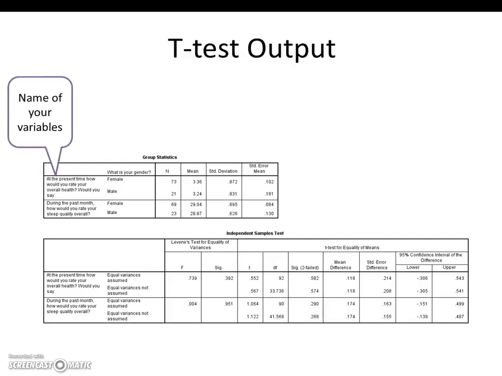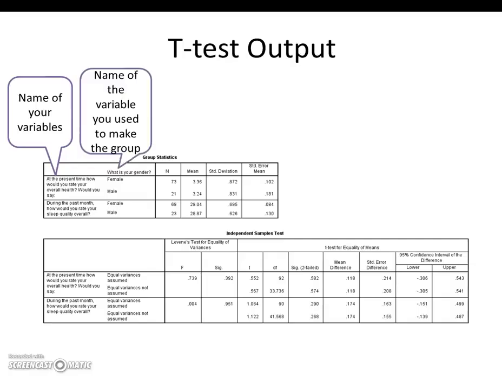The name of your variables are right there on the beginning. I have examples here of health and sleep quality, just so that we can interpret some findings and help you understand it. Now we have the name we split it by. Remember, we split it by gender.